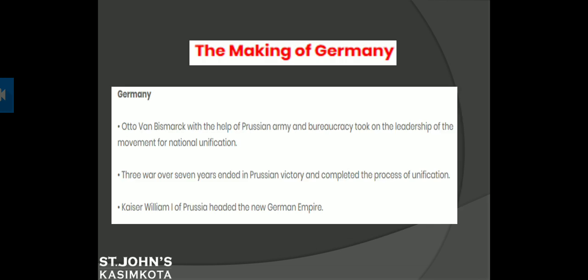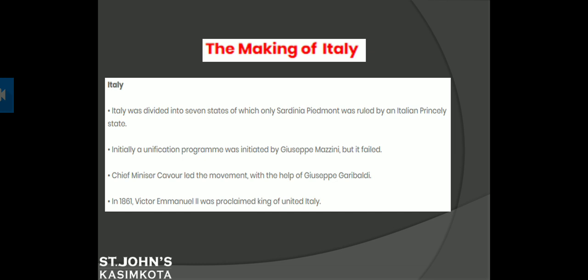The making of Germany. Yes, children. So now we are going to talk about the making of Germany. Otto von Bismarck, with the help of the Prussian army and bureaucracy, took on the leadership of the movement of national unification. Three wars over seven years ended in Prussian victory and completed the process of unification. Kaiser William I of Prussia headed the new German Empire.